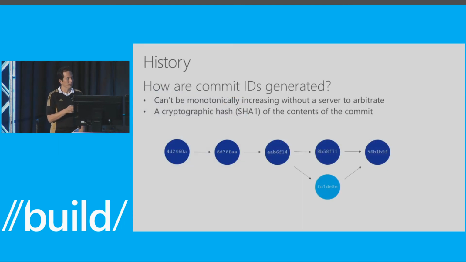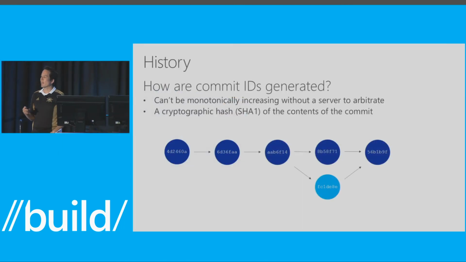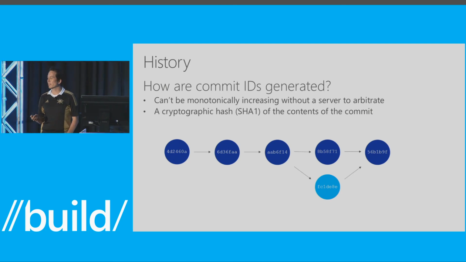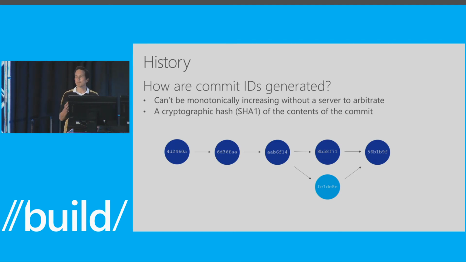And one of the benefits of that is that this creates a content addressable file system, so that you can address any commit within Git by its ID and know that it hasn't changed.